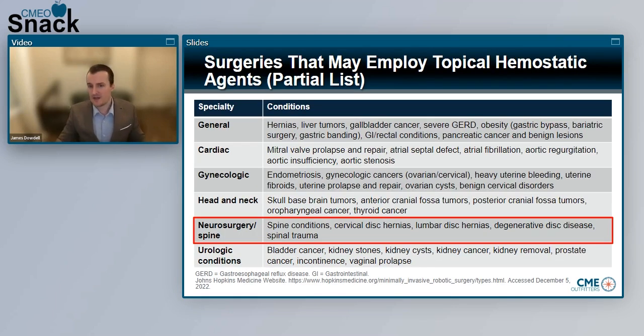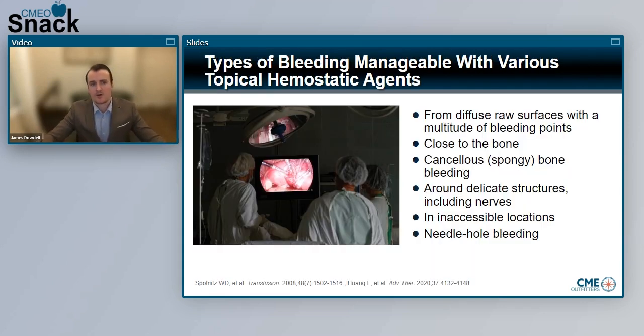So hemostatic agents are used in several specialties. My own experience is obviously in spine, so that's why it's highlighted in red here, but you can see it's used in general surgery, cardiac surgery, gynecologic, ENT, urologic surgery. It's important for everything, right? So bleeding is universal in surgery, and what we want to do is help prevent that. So there are many types of bleeding, and you can manage them with various topical hemostatic agents.